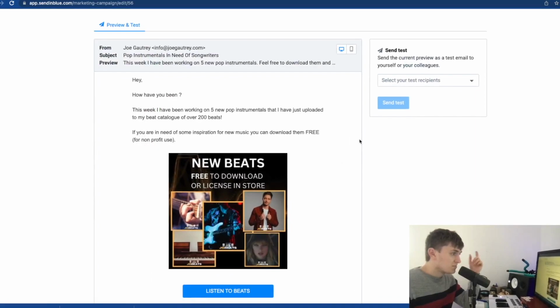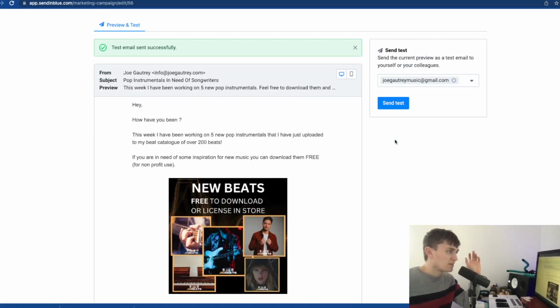We go to preview and test, because I always preview and test my emails before sending them out. Super important that you do that, because it's also a nice way to know if it's going to pop up in the primary or the promotion box. So let's have a look. Here we go. Look at that. And it's actually appeared in the primary. So this is going to be a good email today.